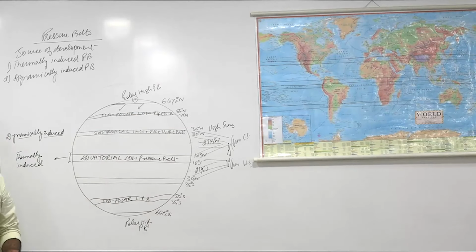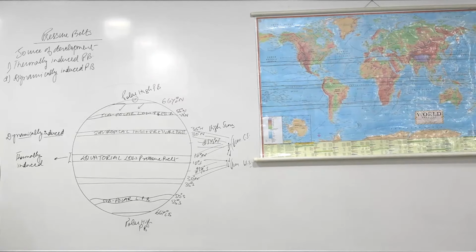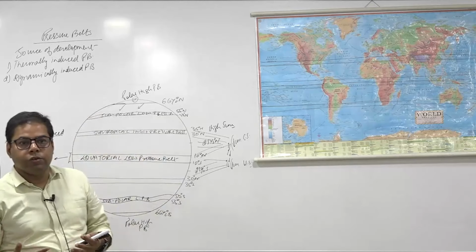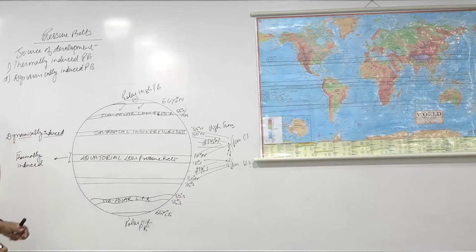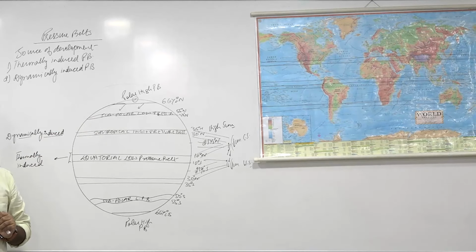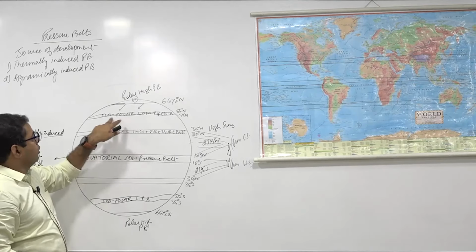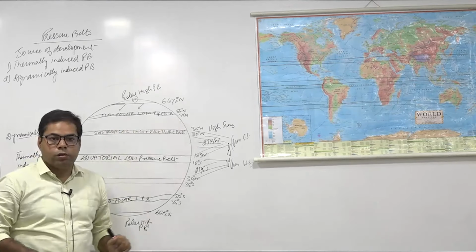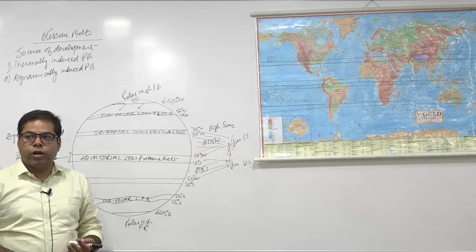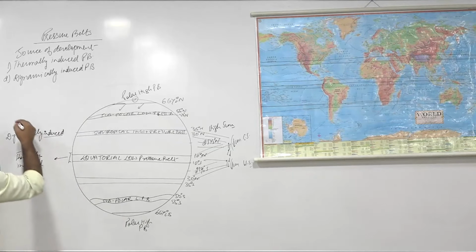Temperature in the subpolar zone should be high or low? Low. It has the influence of polar winds. So temperature should be low and pressure high. But here, because of the wind pattern, the pressure has been maintained low, right? It means temperature is not the factor for the development of low pressure zones. So again, this is also dynamically induced.